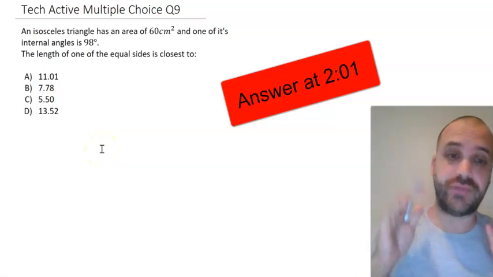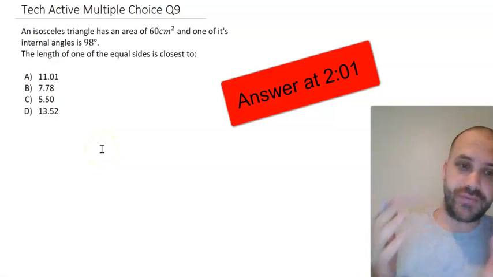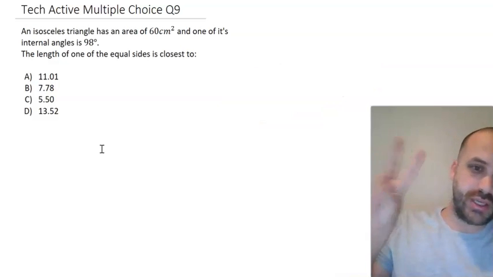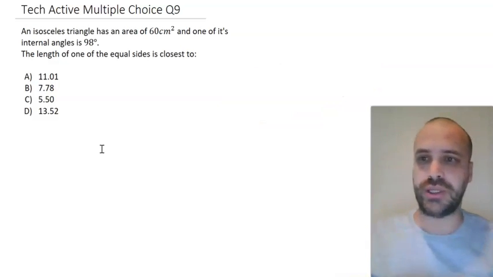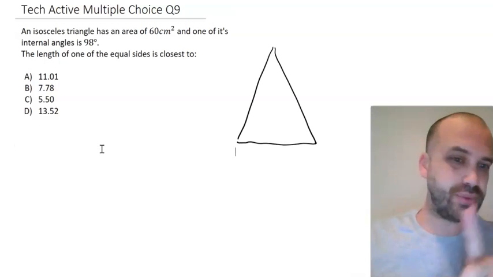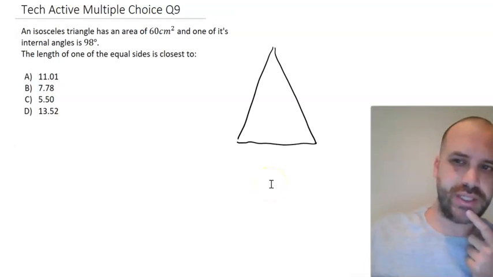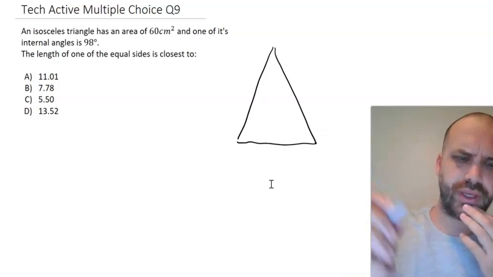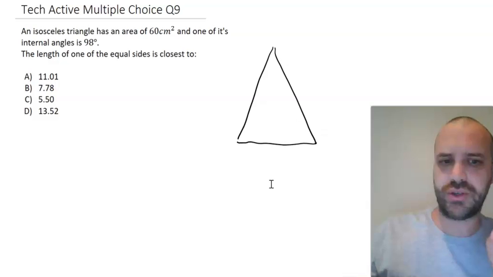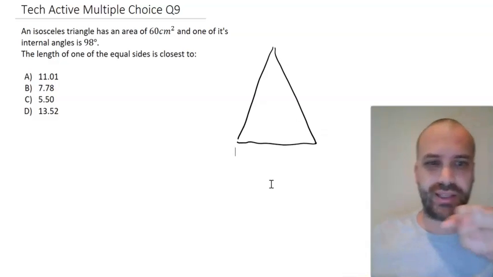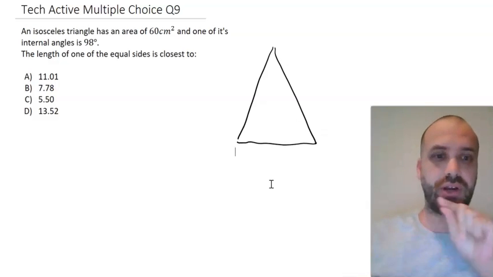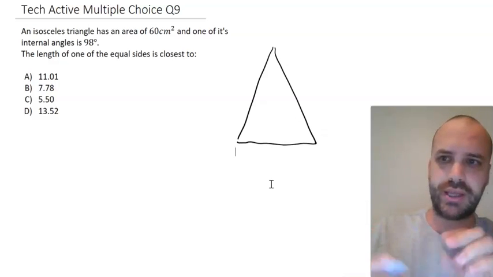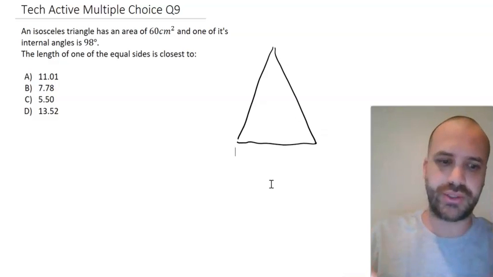So, Tech Active, multiple choice, question 9. Give yourself 90 seconds, go. And I'm going to do it in 3, 2, 1, let's do it. It's an isosceles triangle, something like that. But it says one of its internal angles is 98 degrees. If one of its internal angles is 98 degrees and the internal angles of a triangle sum to 180, that means that there is only one angle that is 98 degrees.